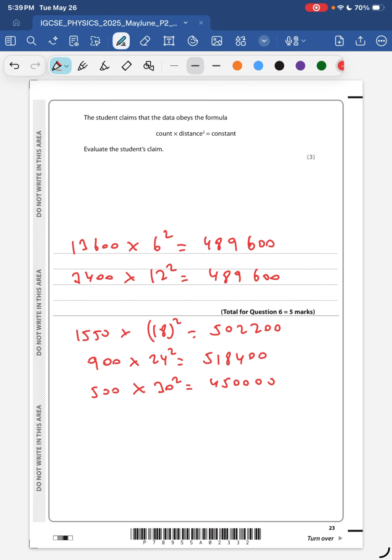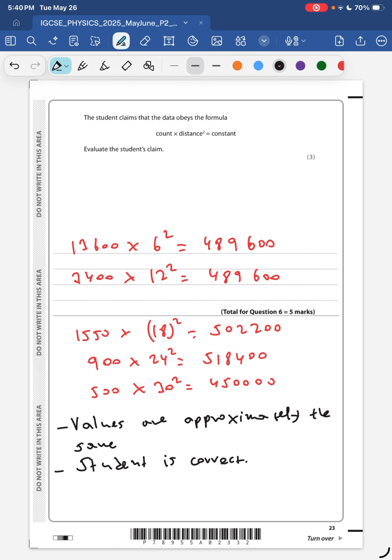So these are all the values. You see that they are kind of close, between 450,000 and 520,000, something like that. So we're going to say that the values are approximately the same. So surprisingly, I'm kidding, the student is correct. So this was question 6.